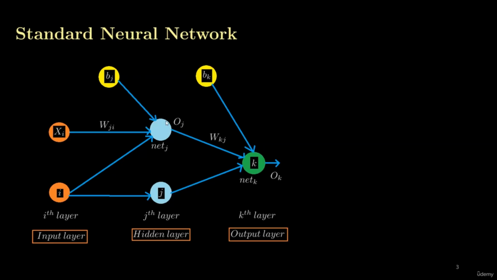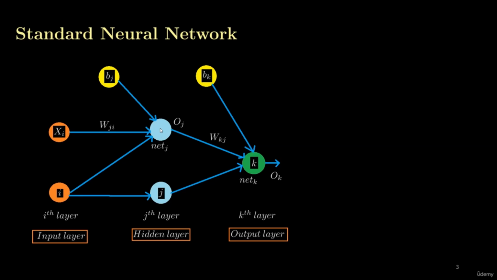Okay, now if we see this neuron, the j neuron in the jth layer, we can see that we have written two things on that neuron, that is net j and o j. And similarly, if we see the output neuron, there are two things written on the neuron, that is net k and o k. So it is net j and o j, and it is net k and o k.